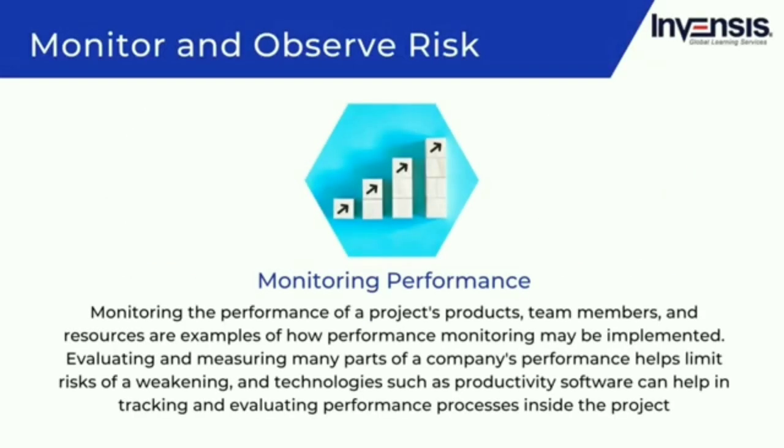Third is monitoring performance. Monitoring the performance of a project's products, team members, and resources are examples of how performance monitoring can be implemented. Evaluating and measuring many parts of a company's performance helps limit risks of a weakening, and technologies such as productivity software can aid in tracking and evaluating performance processes inside the project. The performance of employees can be monitored through the design and implementation of regular performance reviews, and the performance of products can be monitored through continuous product testing and review.